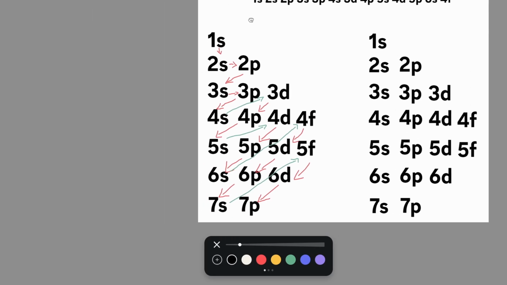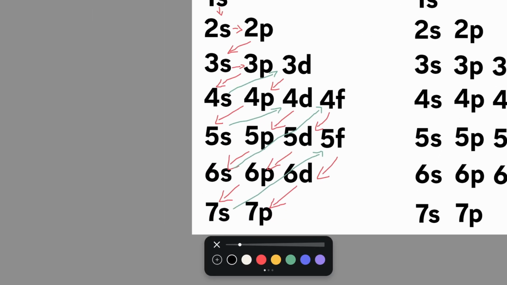All right. So how we do this is basically we fill the 1s subshell first, 2s, 2p, 3s, 3p, 4s, and then 3d, and then we start going down this way and then going up and go down this way.